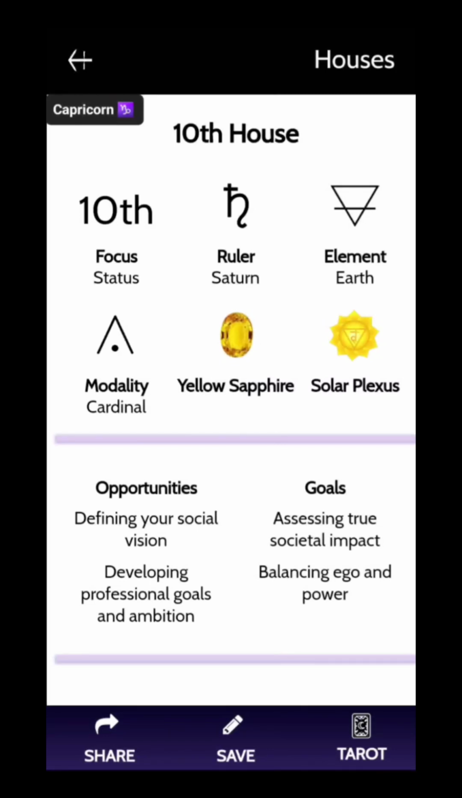The 10th house represents legacy, your professional life, your work life or career, your reputation to others. In ancient astrology, it can also represent your father's wealth or health. Okay, and it can represent your father in general. And that is the 10th house.